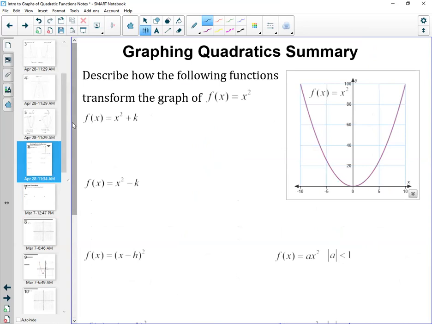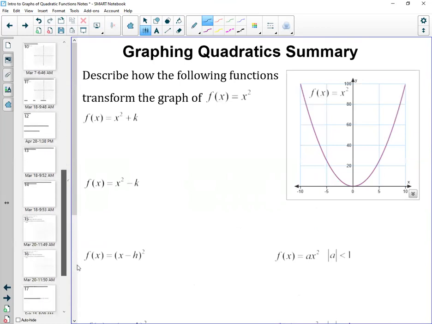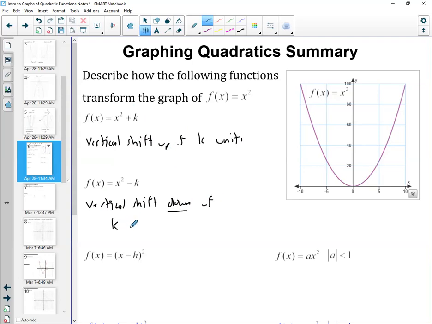And now we shall summarize. And then we'll talk about vertex form, and then I'll probably break this video and do some of these practice problems. So plus k on the outside means vertical shift up of k units. Whatever this k number is, you shift that far up. Minus k is a vertical shift down of k units.